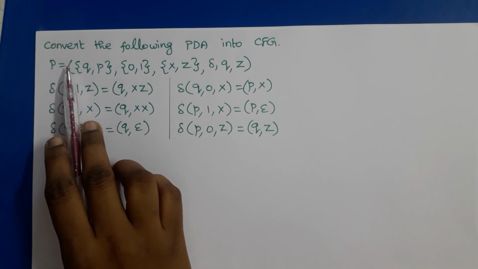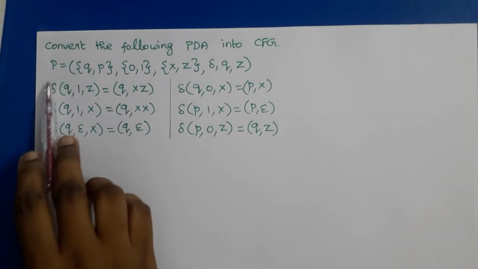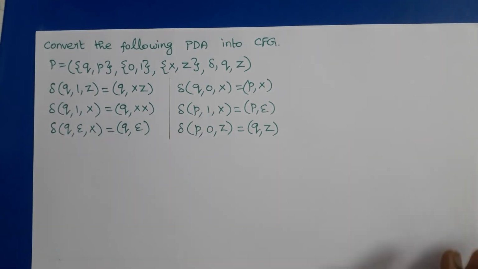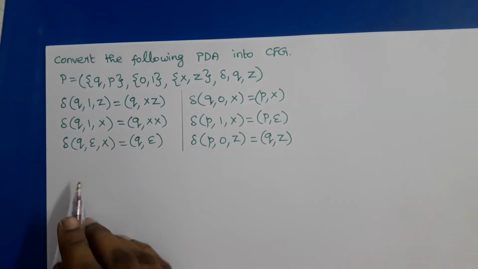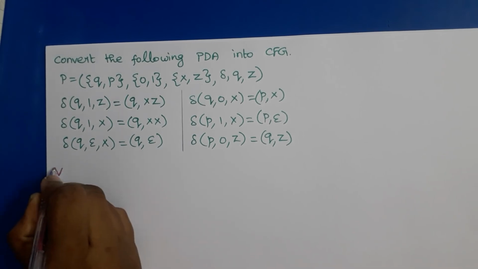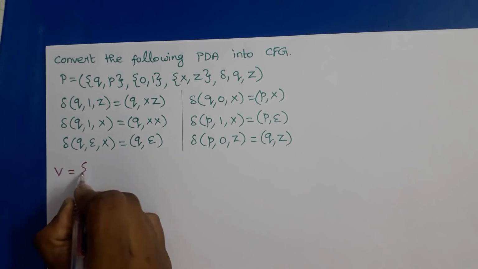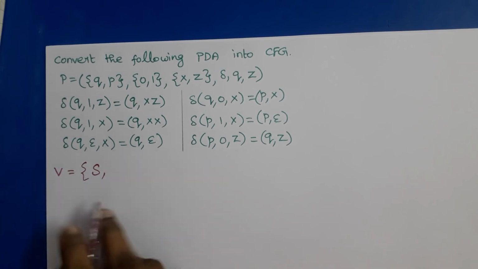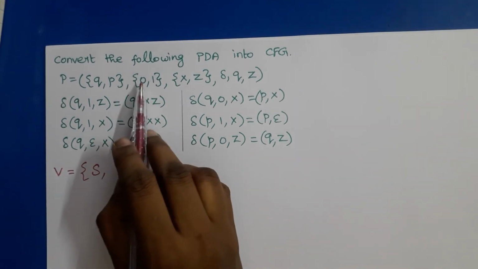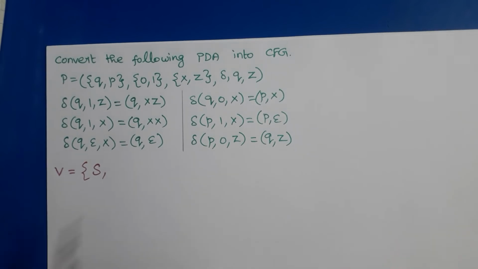So the example is: convert the following PDA into CFG. So the 6-tuple notation and the 6 transition functions are given. Now we need to construct the set of variables for our context free grammar. So the variables V can be written as the start symbol S. We need to consider S as the starting symbol of the grammar, so it is included in V also. Then terminal symbols are the input alphabet of P. So we have to construct the set of variables and productions alone.